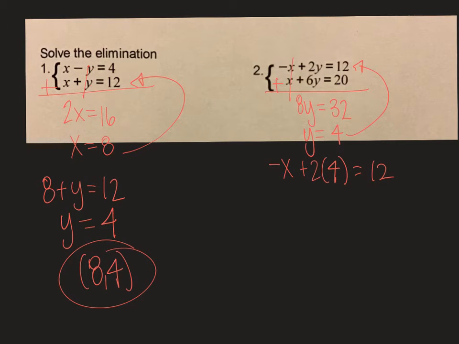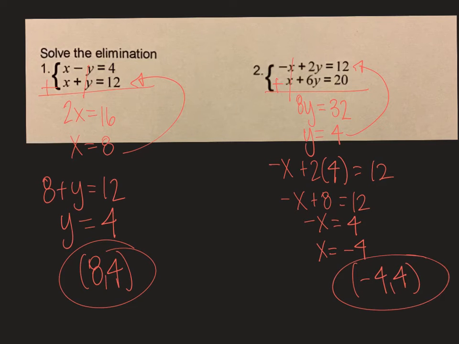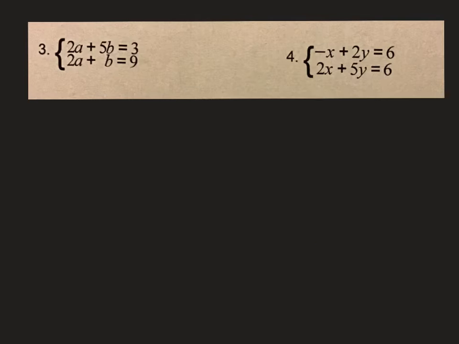So 2 times 4 is 8. I'm going to subtract that 8. I've got negative x equals 4. And then I want a positive, so I divide by a negative to get a positive x, which gives me negative 4 for x. And as always, we're just writing that ordered pair.